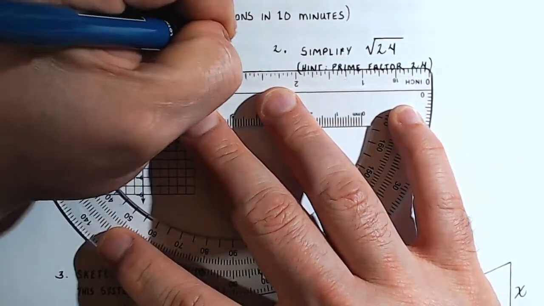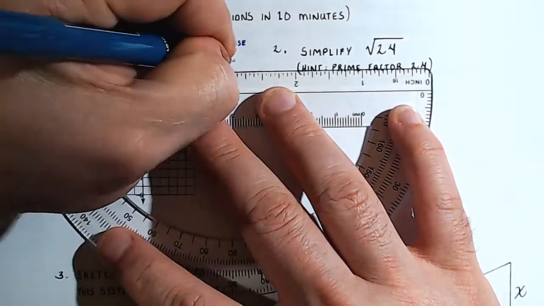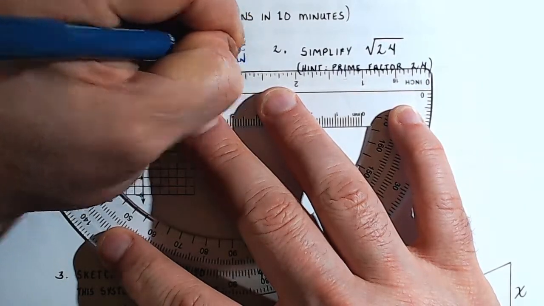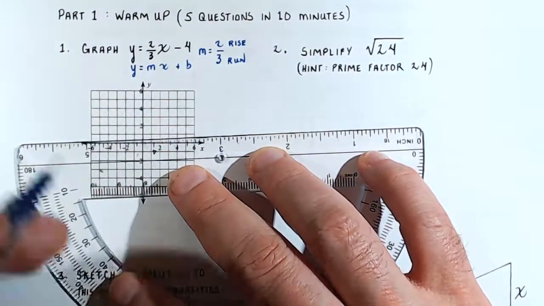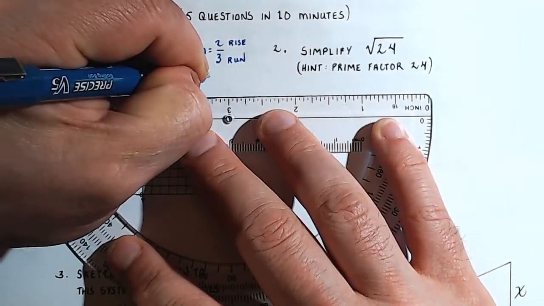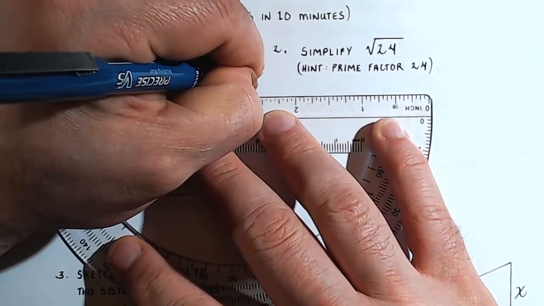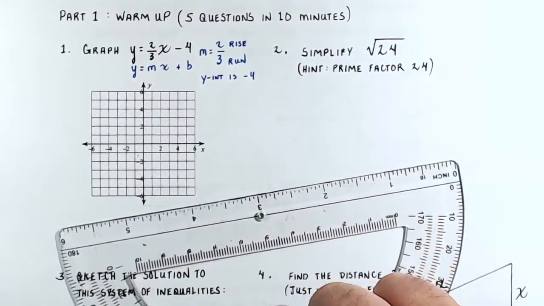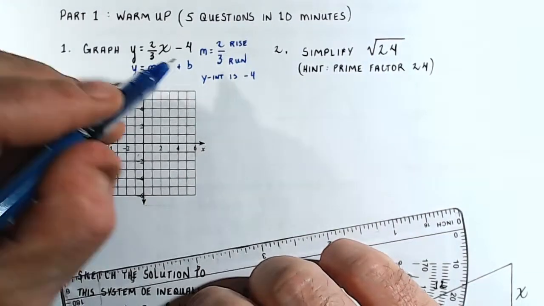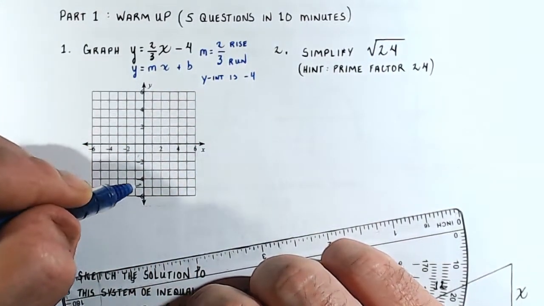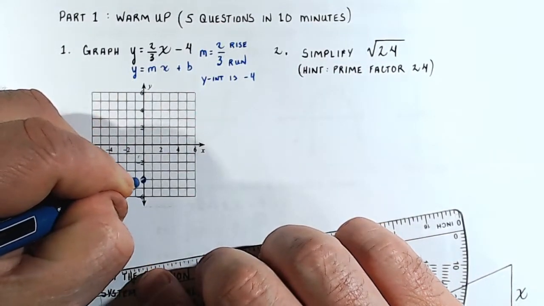That means that 2 is the rise and 3 is the run. We also know that b is the y-intercept. So the y-intercept, or y-int, is -4. Now, knowing that allows us to graph a line on this coordinate plane. So the first thing we do is we find -4 on the y-axis. Here it is right here, -4. I'll put a big blue dot right there.